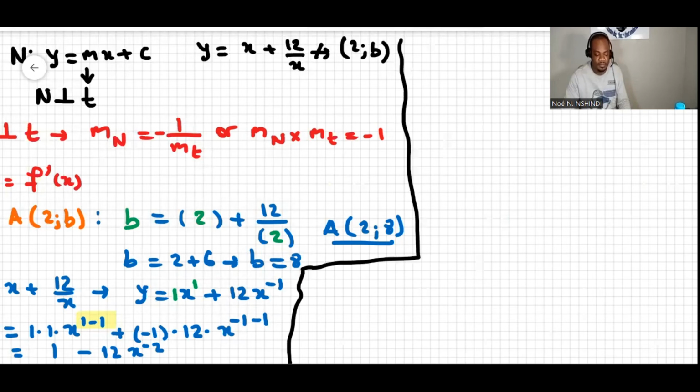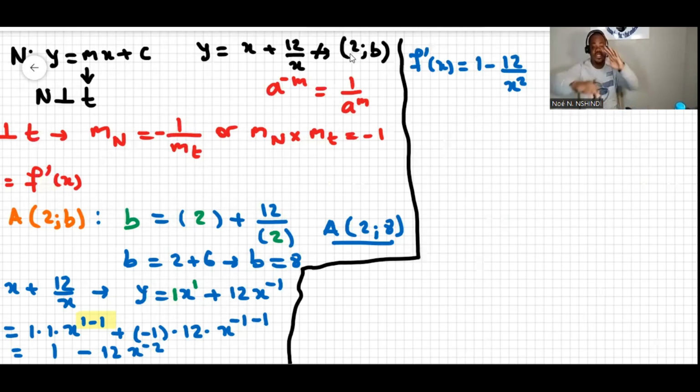Excuse me, f prime of x will be 1 minus 12 over x to the power of 2 if I apply the law of exponents. Remember, the law of exponents says that a to the -m is equal to 1 over a to the m. So we have a negative exponent of -2, and this can be written as 12 over x squared.